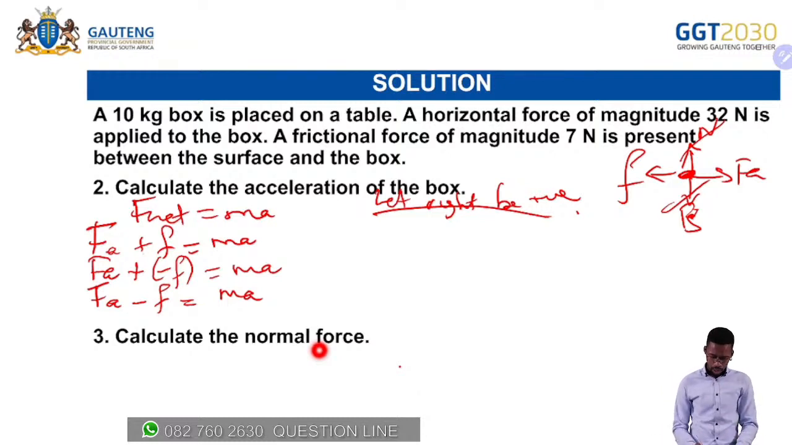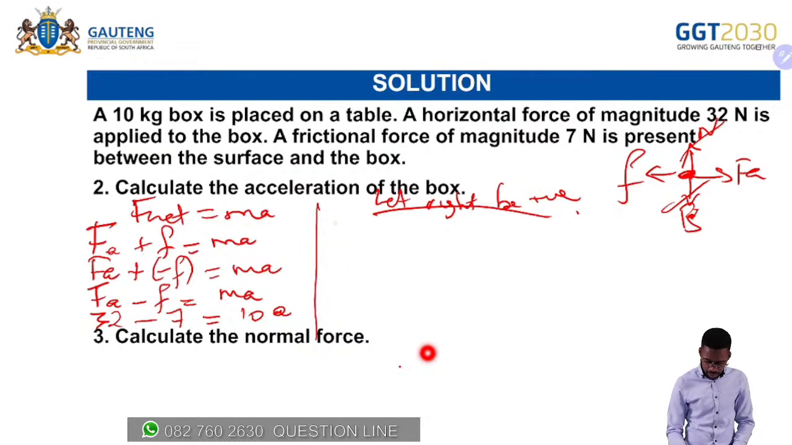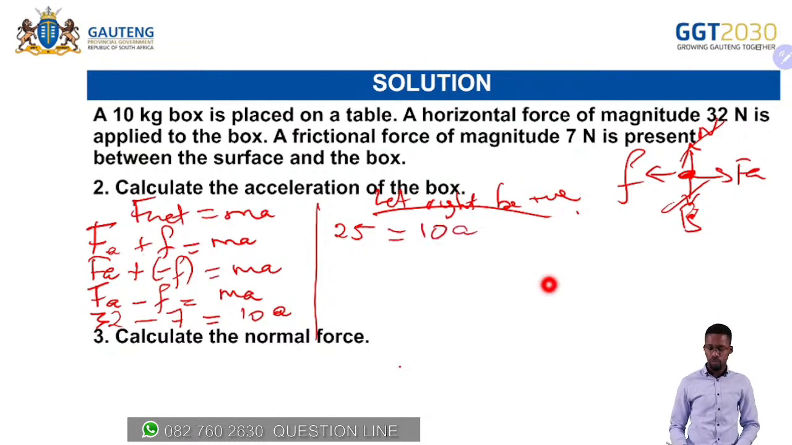substitution. So what is our force applied? We are told it is 32, minus, what is our frictional force? 7, equals, what is our mass? The mass of this box is 10. What is our acceleration? Unknown. 32 minus 7, I think it's 25, is equal to 10a. You solve for acceleration, dividing both sides by 10. I think acceleration will be 1,2 meters per second squared.